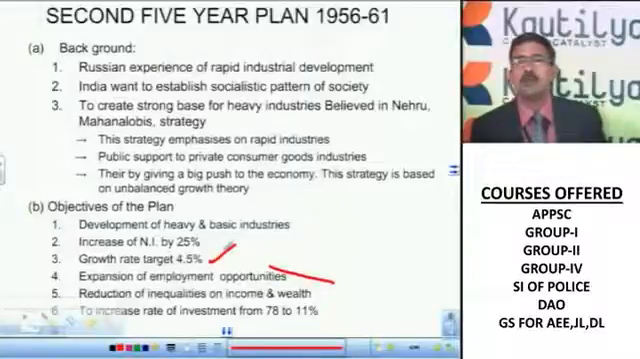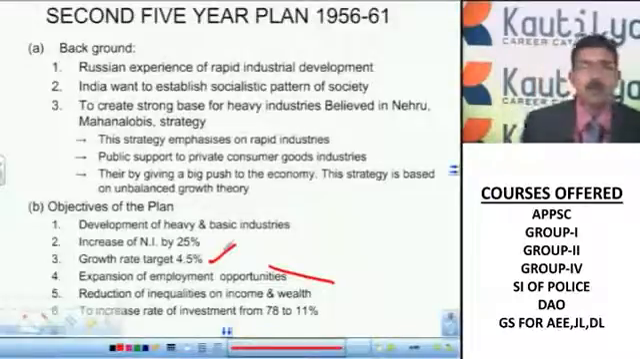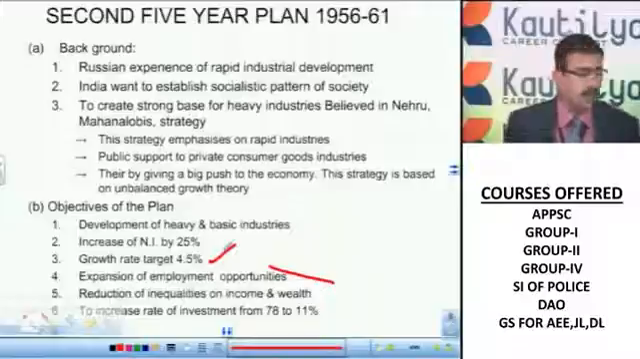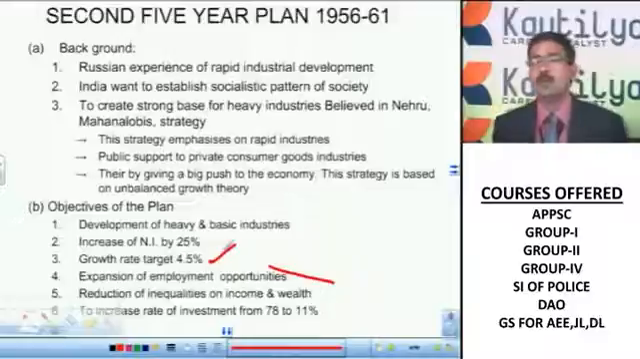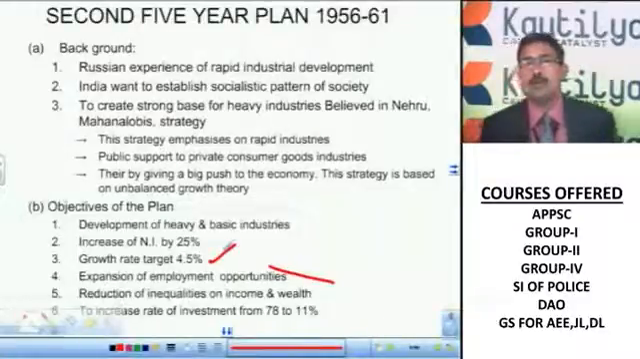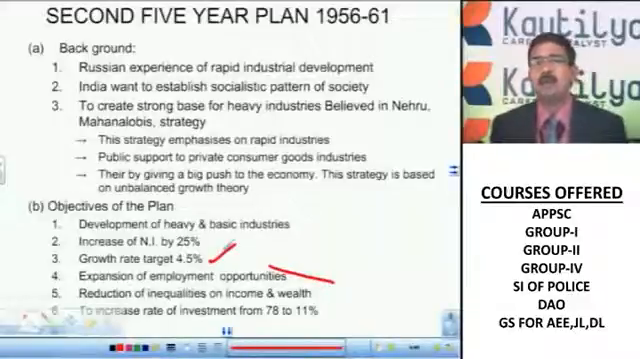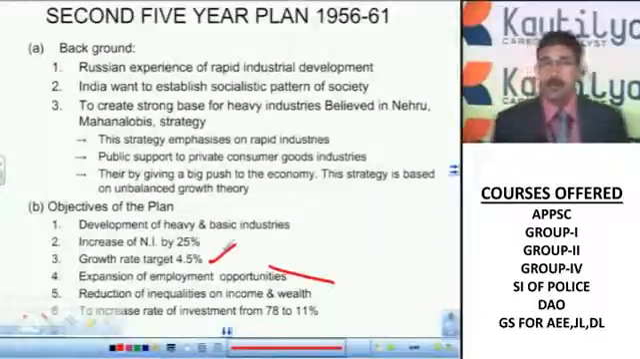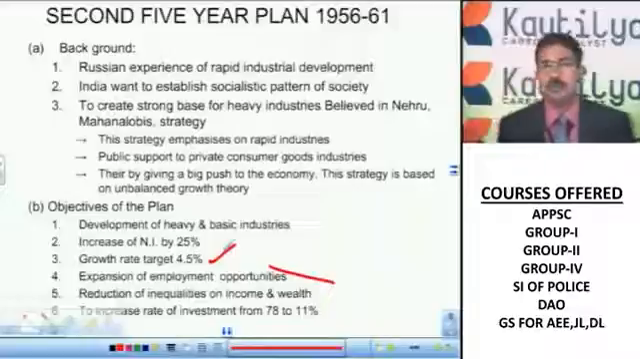One side is the capital goods and the other side is the consumer goods. The capital goods industry was to be controlled by the public sector, and the private sector was left with the consumer goods industry. When the public sector makes rapid expansion of the industries, people's income will rise, their purchasing power will increase, thereby they demand consumer goods, and the private sector will come into the picture.